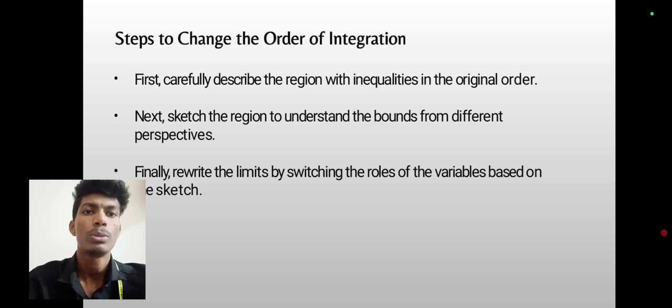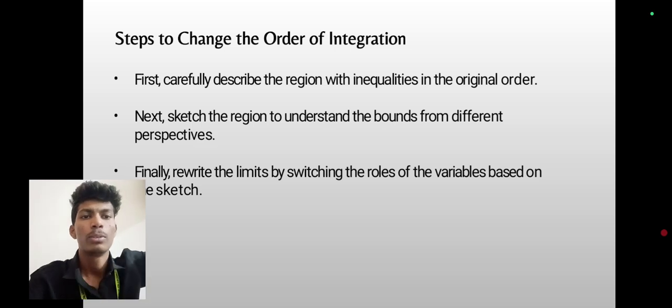And steps to change the order of integration. First, carefully describe the region with inequalities in the original order. Next, sketch the region to understand the bounds from different perspectives. Finally, rewrite the limits by switching the roles of the variables based on the sketch.